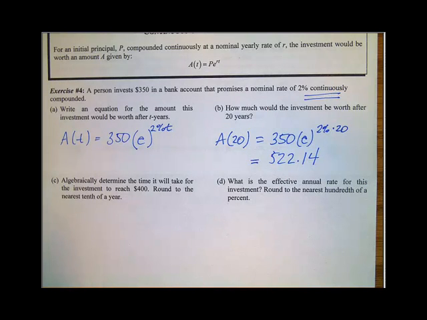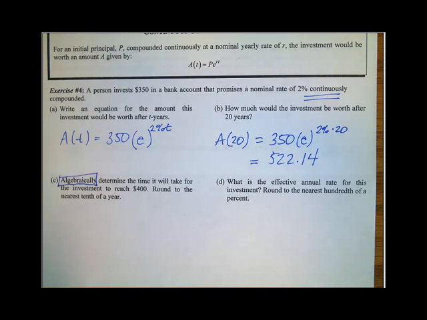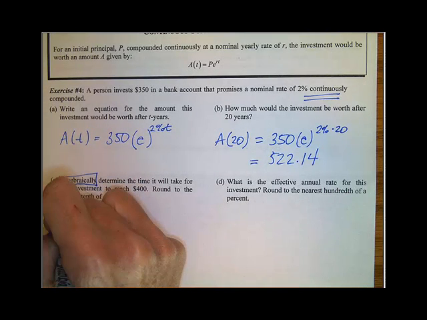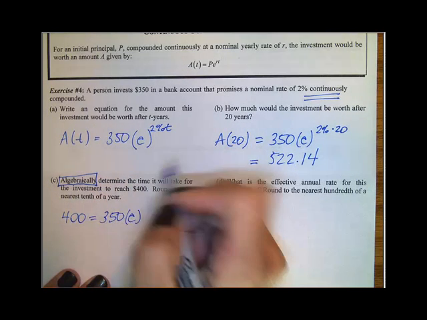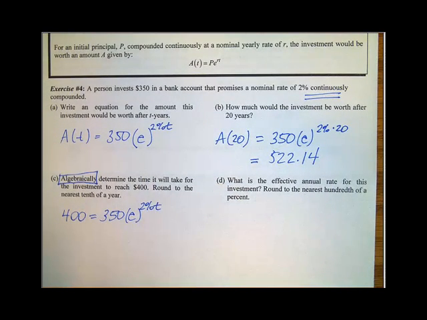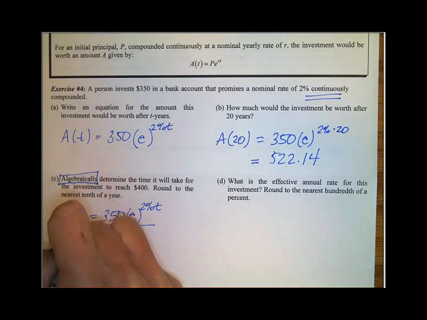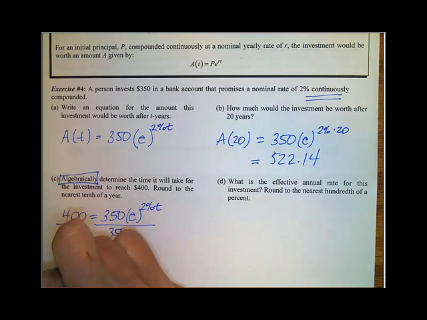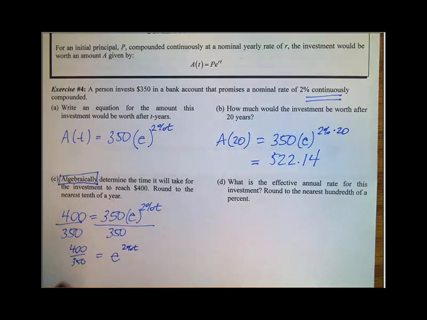Part C, algebraically, can't use the calculator, graphically, determine the time it will take for the investment to reach 400. So we know A of t, our end value, is 400. Our start value is still 350 times e raised to the 2% t, and we need to find out how much time that takes. So this is an exponential equation, so we need to get it into isolated form, which means we need to divide by 350. So we have 400 over 350 equals e to the 2% t.